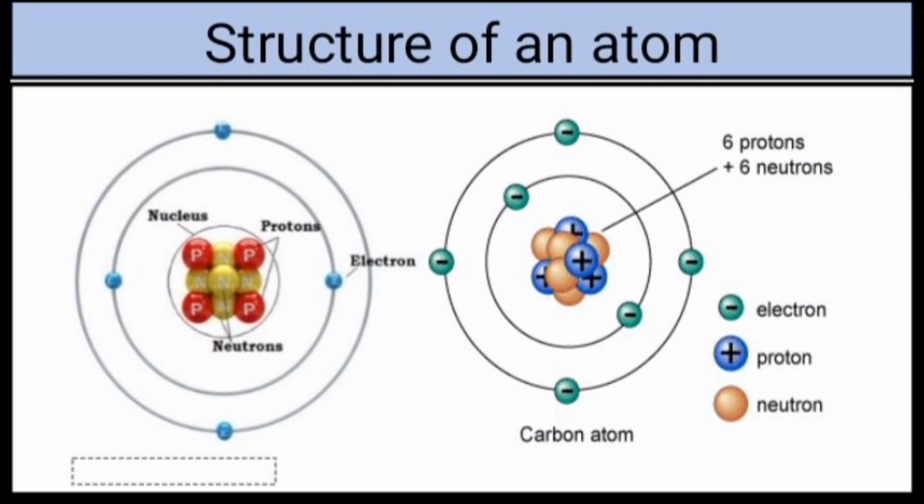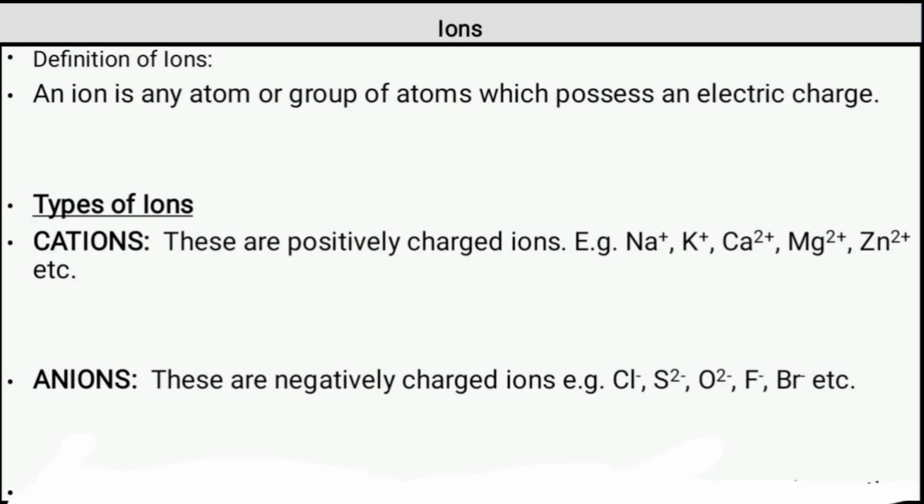Okay, so when we begin to look at what makes an atom to be balanced in itself, you will soon see that it is how many protons and electrons an atom has that makes it neutral or charged. And that will lead us to talk about what we call ions. Ions are any atom or group of atoms which possess an electric charge. Charge here means either positive or negative.